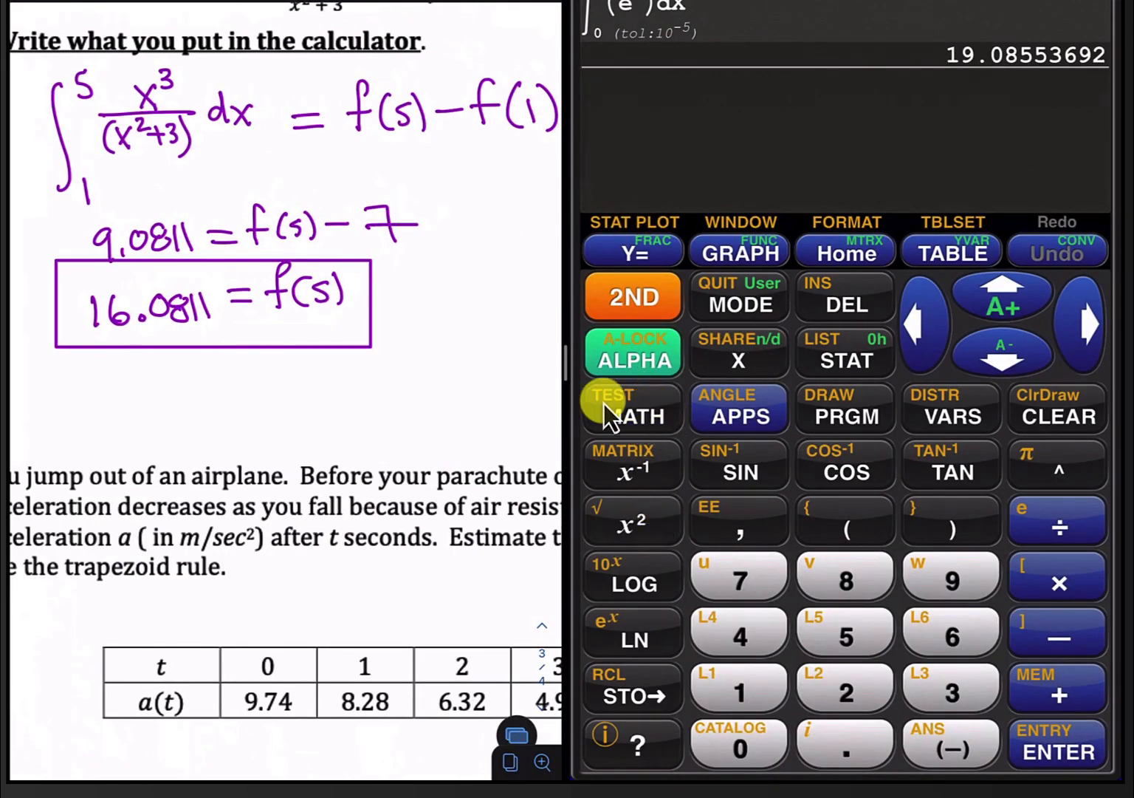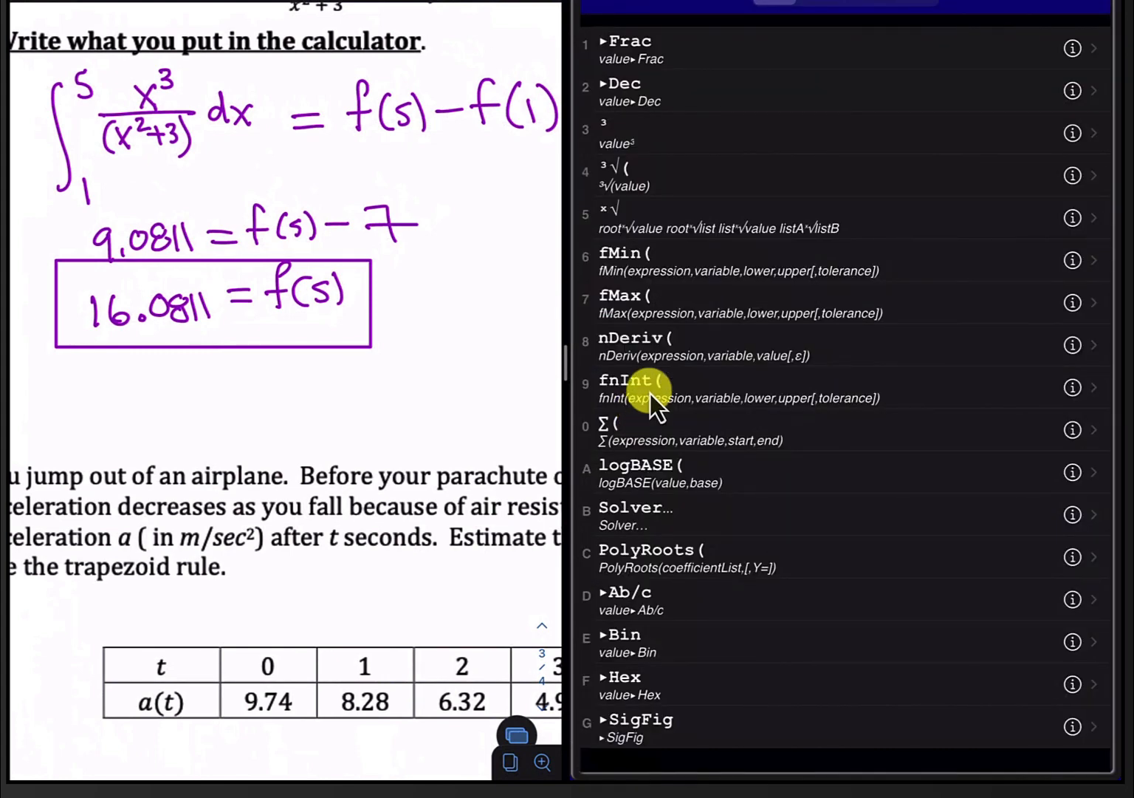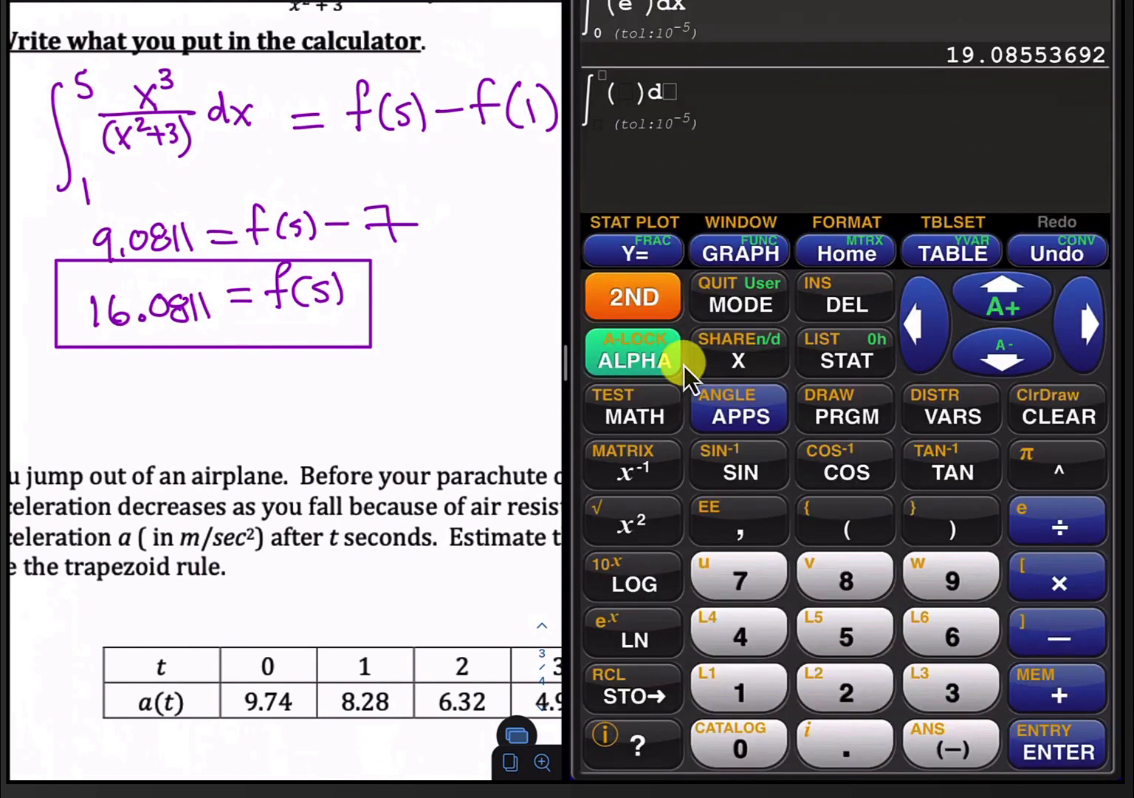All right, here we are. Calculator's pulled up. Let's press the math button. Let's go down to line number 9, which is the function integral. And our lower limit's 1, and our upper limit is 5. And we type the equation in. That's x raised to the third power divided by, and you want to be careful here, you definitely want to use parentheses around your denominator. So that's parentheses and then x squared plus 3, and then put in the dx here.